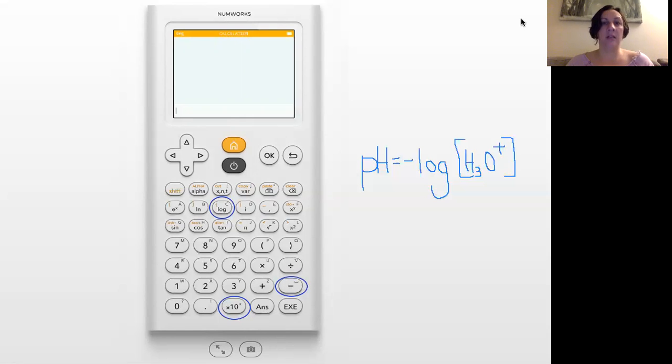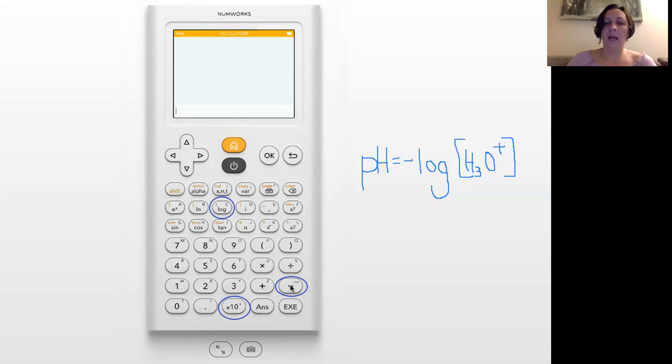We're using the log button in our pH calculations. So the pH is going to be equal to the negative log times the concentration of our hydronium ions. If I wanted to plug that into my calculator with a concentration like 1 times 10 to the negative 7th, this should be at a neutral pH.